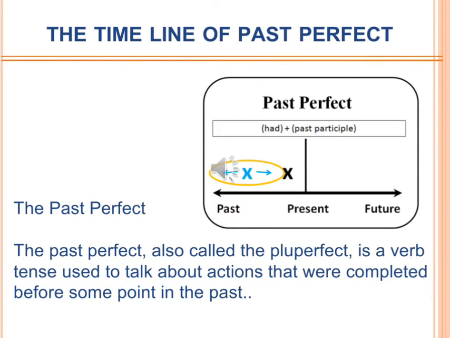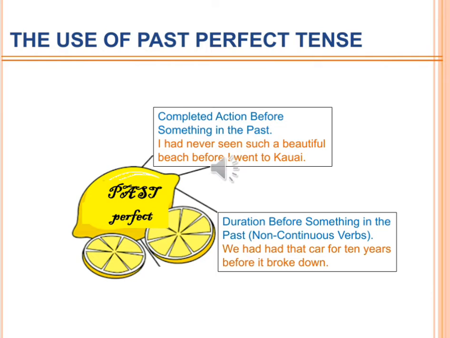The timeline of past perfect tense. The past perfect tense, also called the pluperfect, is a verb tense used to talk about actions that were completed before some point in the past. The use of the past perfect tense. We use the past perfect tense to talk about completed action before something in the past. Example: I had never seen such a beautiful beach before I went to Kauai.